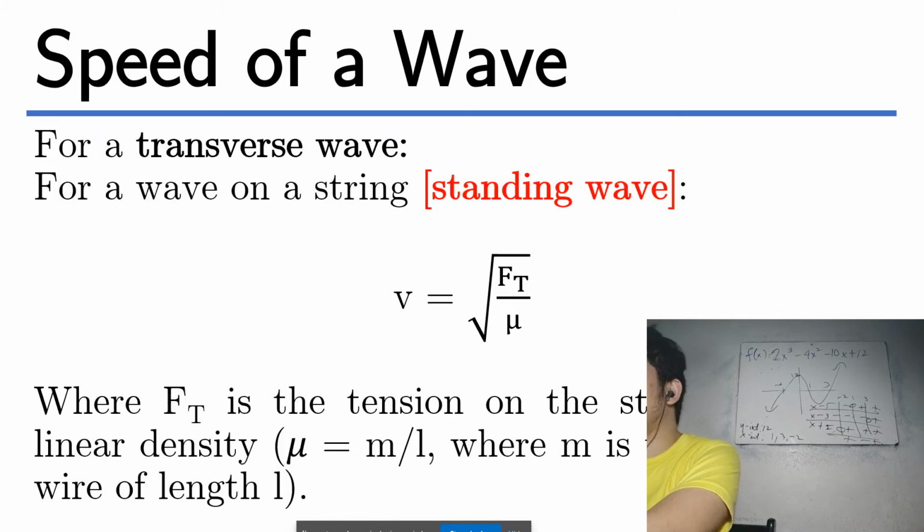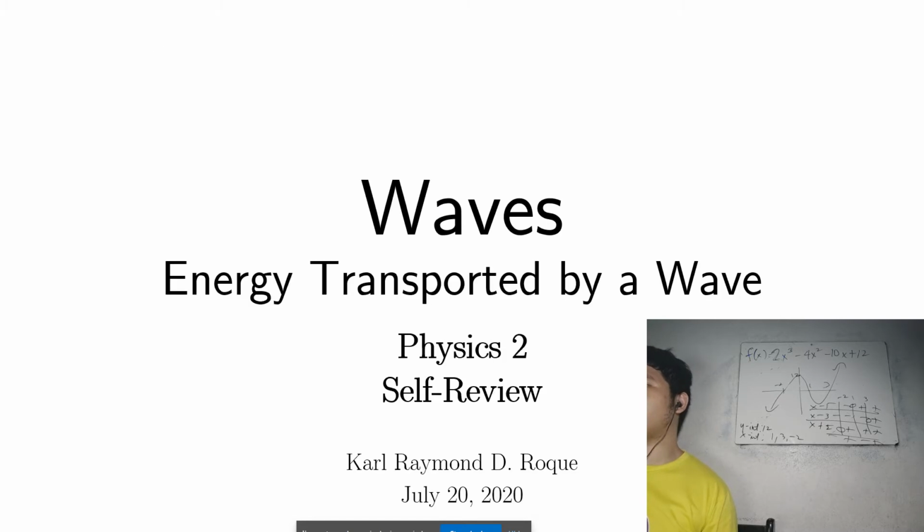Speed of a wave, ito na important for a transverse wave or a standing wave. v equals square root of Ft over mu, where mu is called the linear mass density or m over L, no? Where m is the mass of a wire of length L.